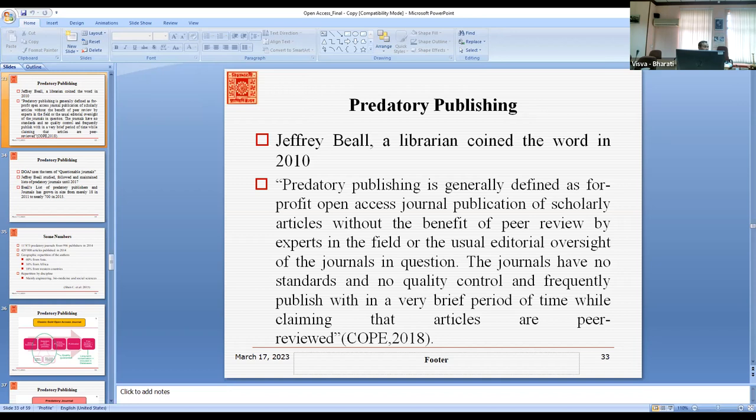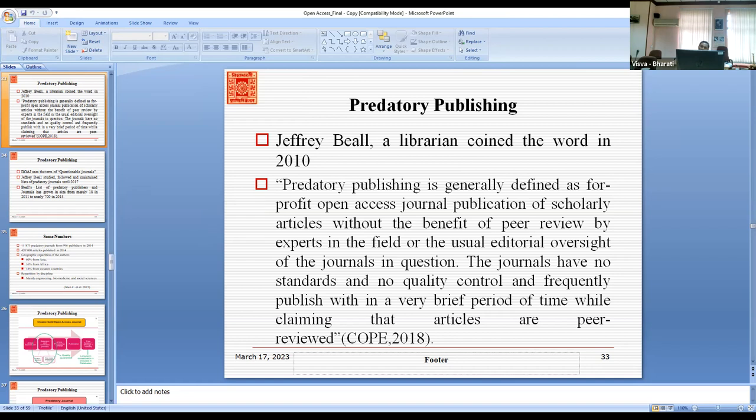And basically, there are different types of journals, you know: peer reviewed journals, refereed journals, and also some commercial journals and open journals. So there are different categories of journals available. But one thing you have to keep in mind is the predatory journal, predatory publication. What is this?